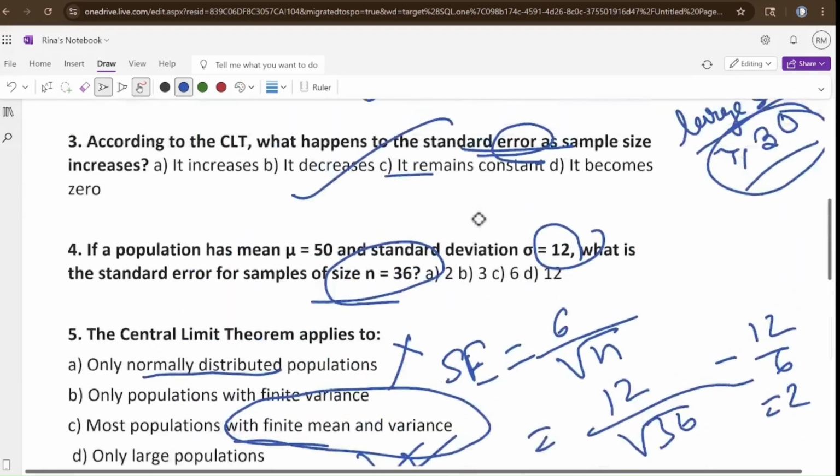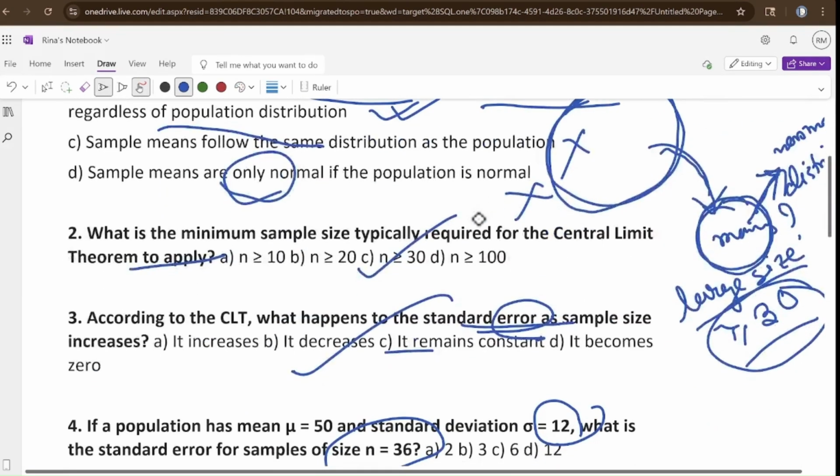Okay, so we have discussed all the questions from the central limit theorem. I hope the concept is completely clear to you.